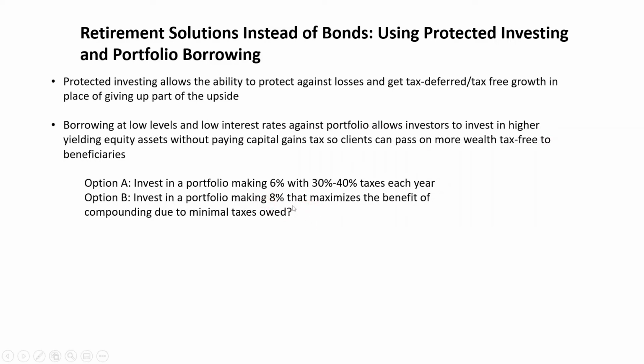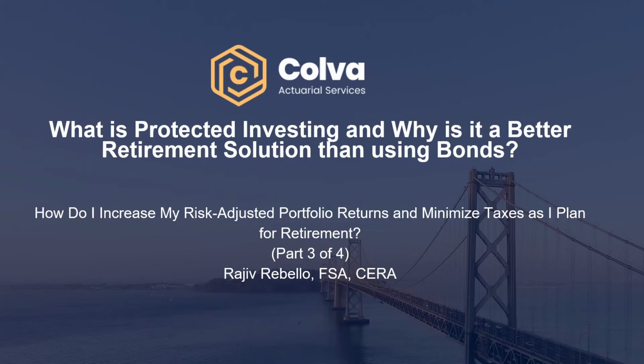We'll go into deeper detail later on in the presentation, but these are two important things to consider: protected investing and borrowing against your portfolio, or utilizing margin. Okay, so in this section of the presentation, we'll be talking about what is protected investing and why is it a better retirement solution than using bonds. Again, this is part 3 of 4 of our presentation on how do I increase my risk-adjusted portfolio returns and minimize taxes as I plan for retirement.